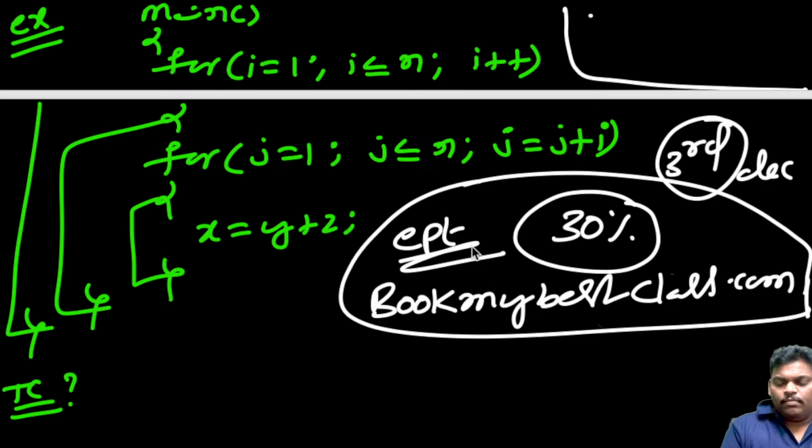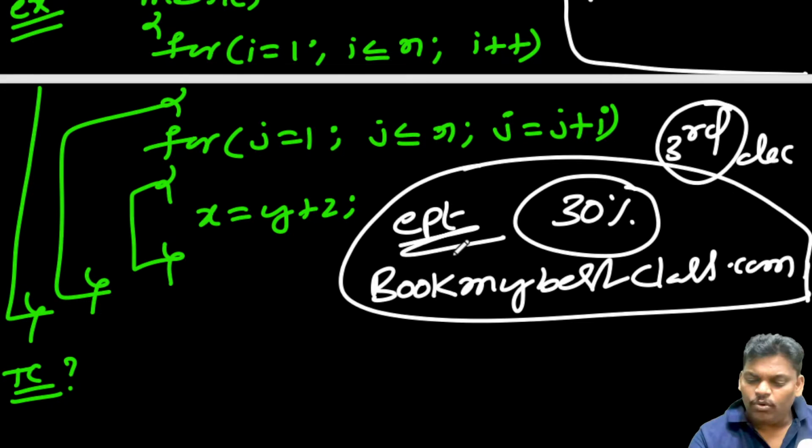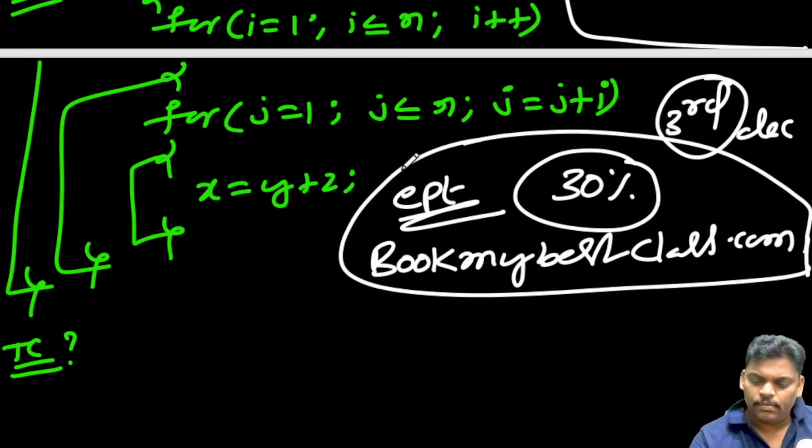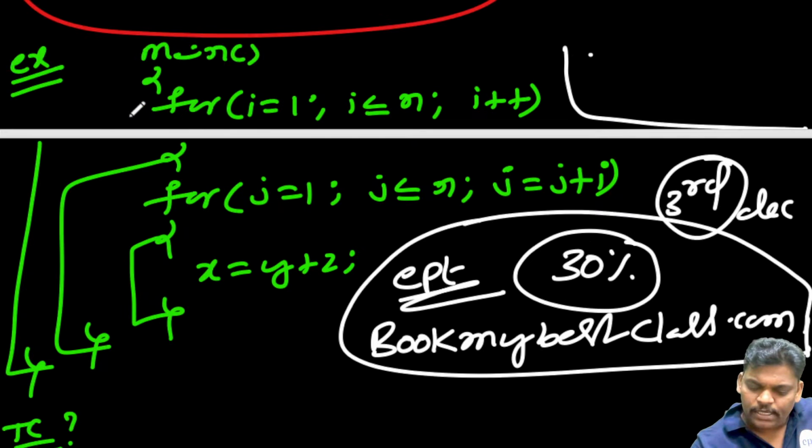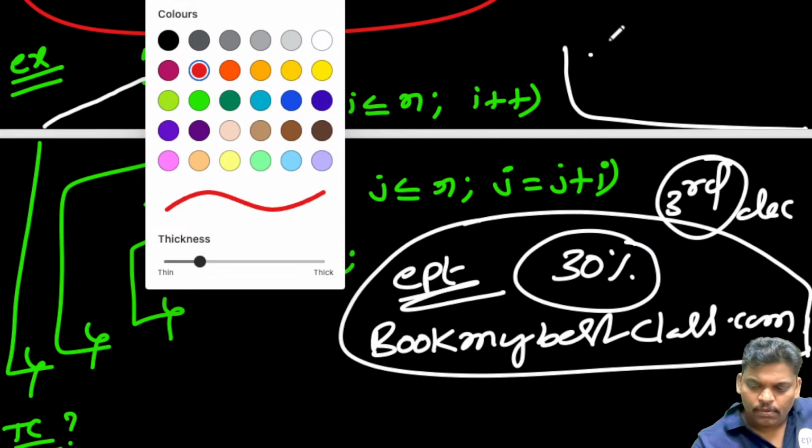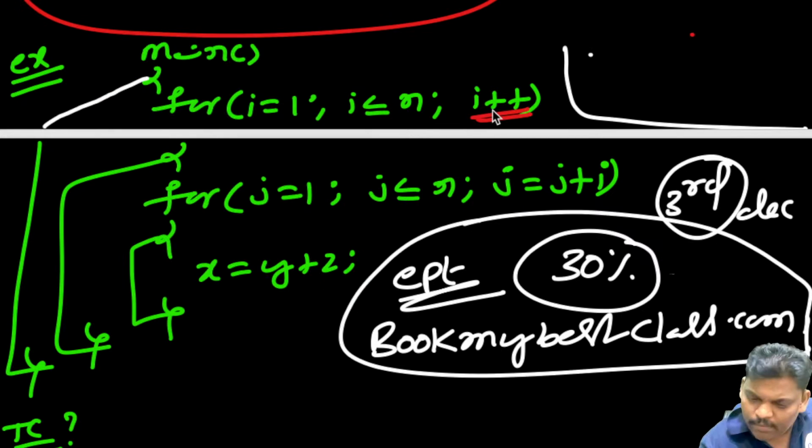Can you say what is the answer of this? I loop, J loop. Can you say how many times the I loop runs? Can you try this one? The I loop is n times. Everyone knows the I loop is n times.